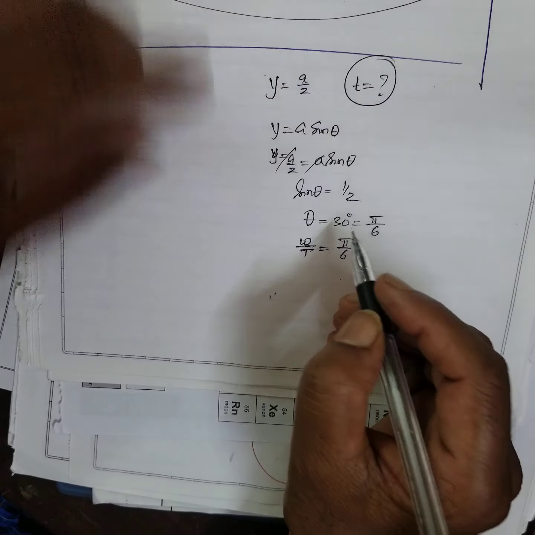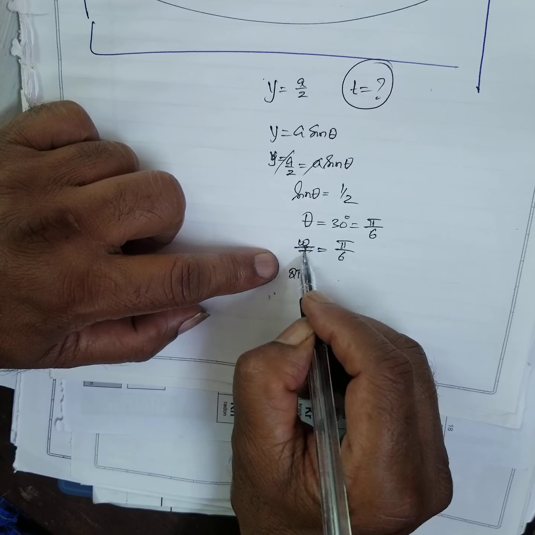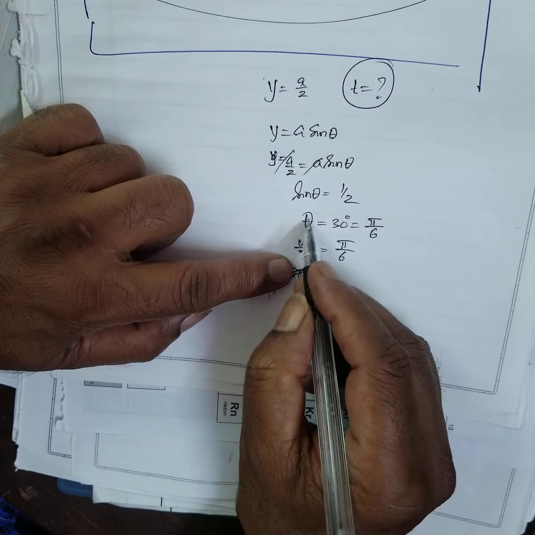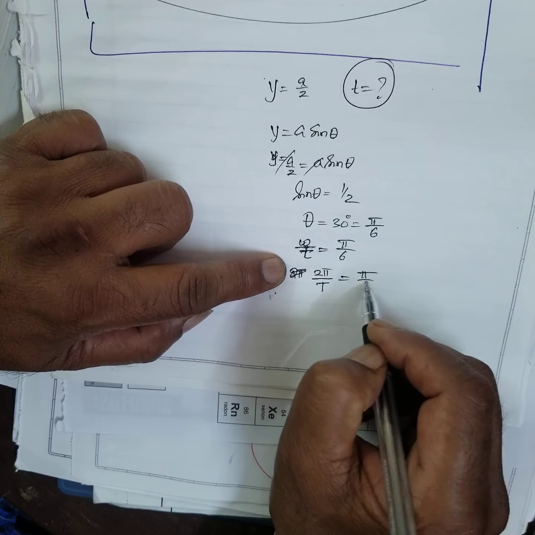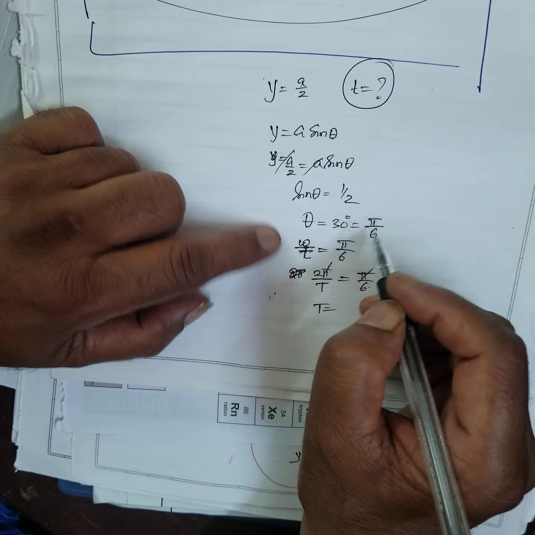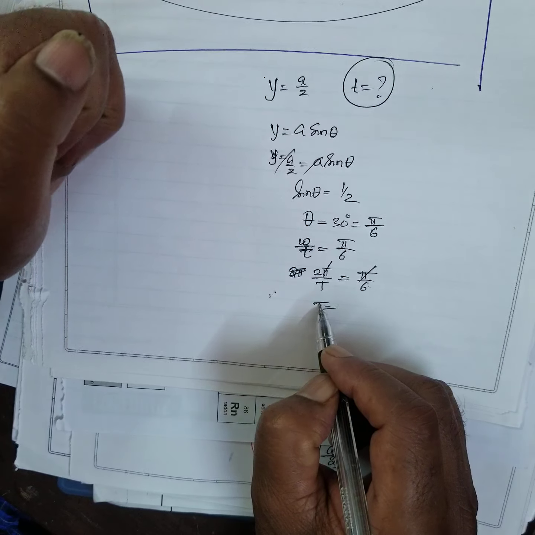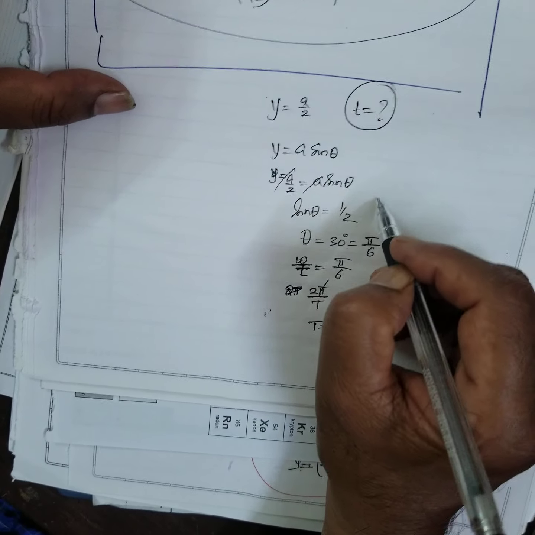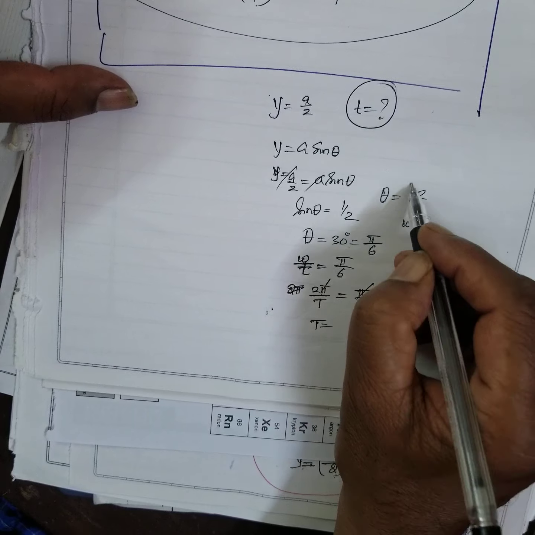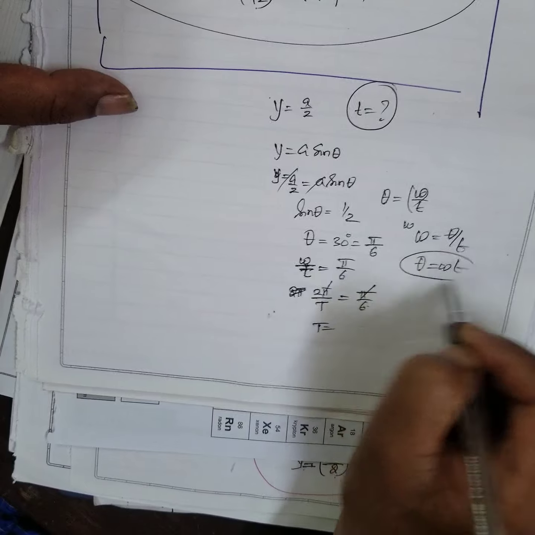You can do it this way also. Omega is equal to 2 pi by T. So 2 pi by T is equal to pi by 6. Pi gets cancelled. So T is equal to T by 12. That means here again, what is theta? Theta is equal to omega t, or omega is equal to theta by t. Therefore, theta is equal to omega t.